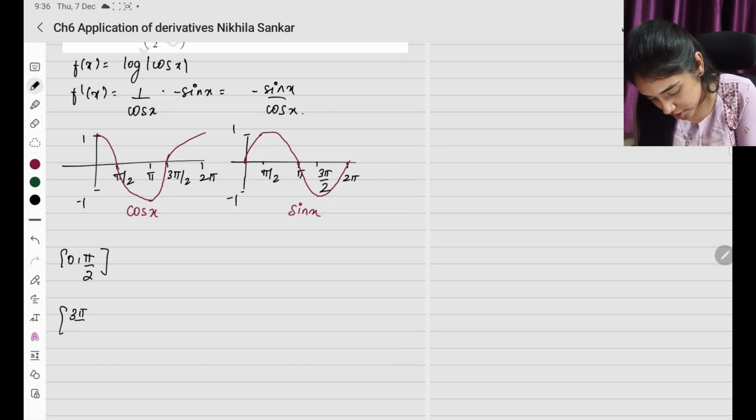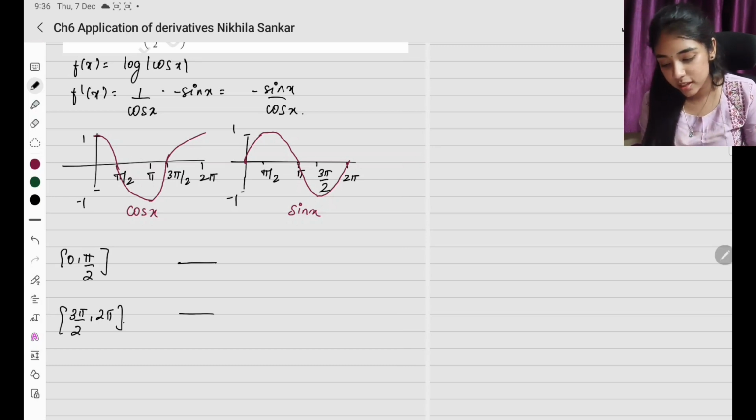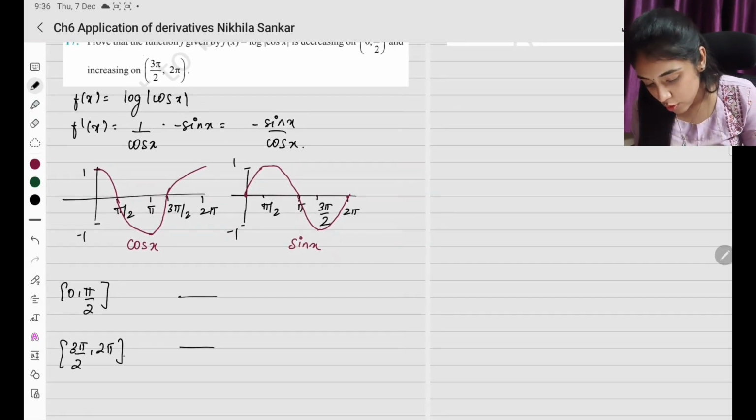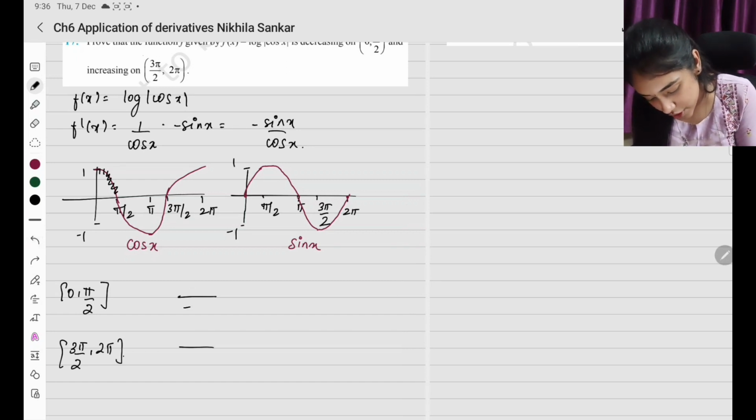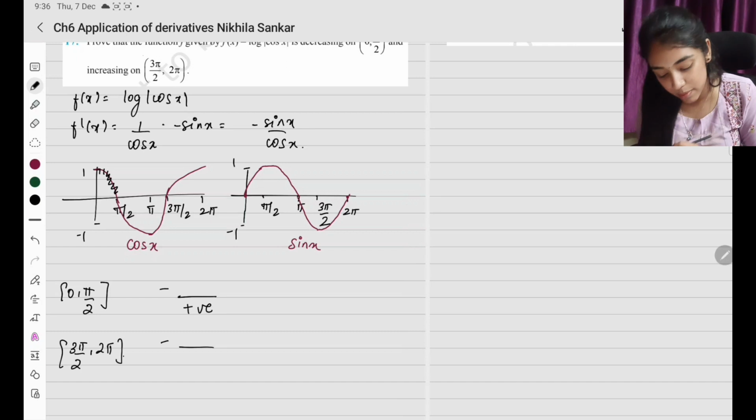Two different intervals: 0 to pi by 2, and 3 pi by 2 to 2 pi. I'm going to check what is in the denominator and the numerator. So for 0 to pi by 2, how does the cos function look? Cos function is going to be all positive. Cos is in the denominator, so cos function is all positive. I already have a minus, and the minus I'll write outside.